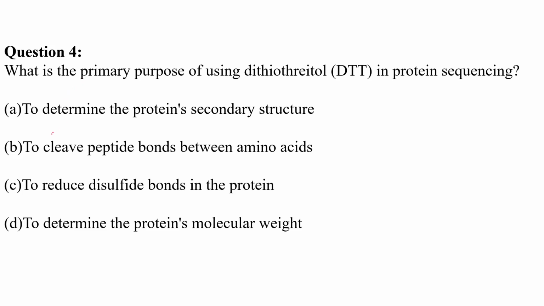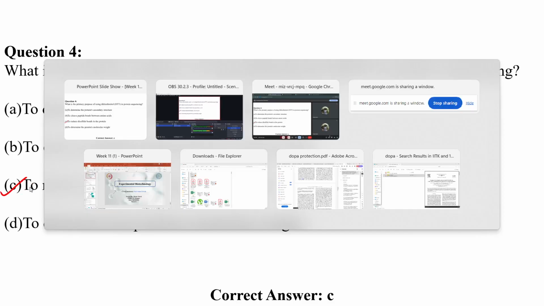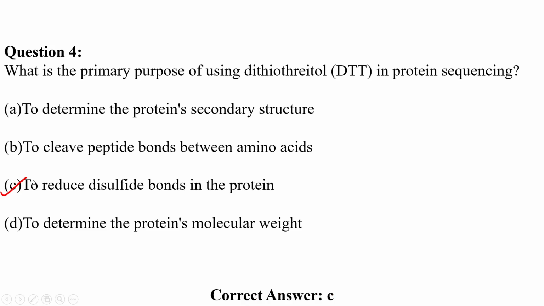So the correct answer is to reduce disulfide bonds in the protein. Dithiothreitol is used to reduce the disulfide bonds. If you remember from the electrophoresis session, we had discussed in SDS-PAGE that we use DTT or beta-mercaptoethanol to reduce the disulfide bonds. So here also we are using it for the same purpose, the reduction of the disulfide bonds on the protein.